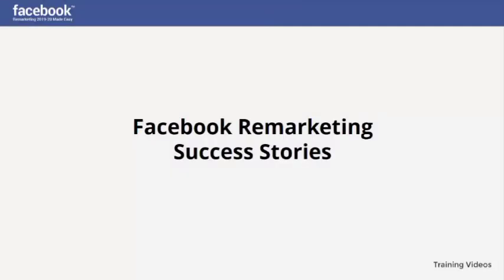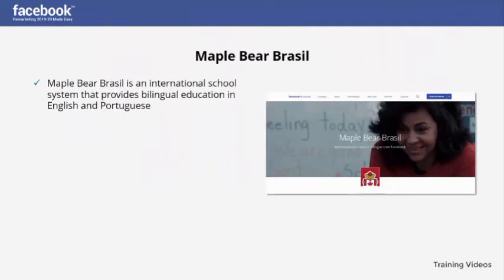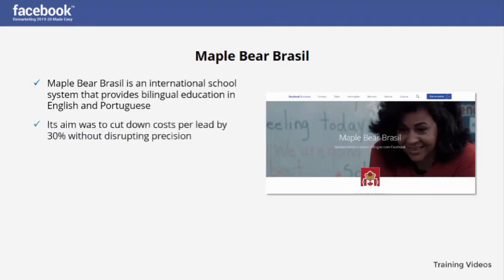Facebook Remarketing Success Stories. Maple Bear Brazil. Maple Bear Brazil is an international school system that provides bilingual education in English and Portuguese. Its aim was to cut down costs per lead by 30% without disrupting precision.